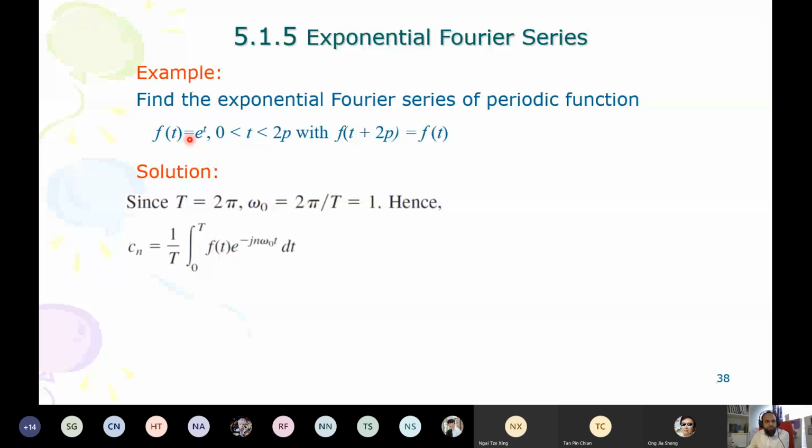So the function is e to the power t between 0 to 2 pi, because the period is 2 pi, and 1 upon 2 pi, e to the t, e to the minus j n t. Omega naught is 1, so minus j n t, right? Okay, if we integrate, this is like 1 minus j n. When we multiply, we can take this common. So 1 minus j n is common, and when we integrate, we have 1 minus j n in the denominator with the limits 2 pi and 0.